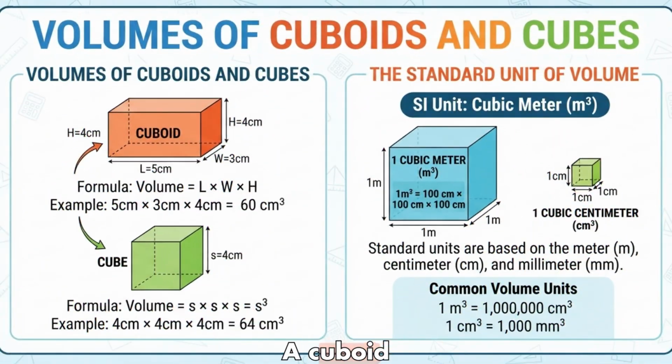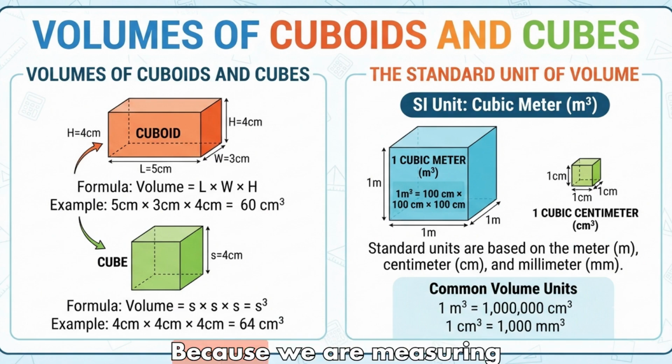Cuboids and cubes. A cuboid is like a box. To find out how much space is inside, you multiply three numbers together. Length, how long it is. Width, how wide it is. Height, how tall it is. A cube is a special kind of box where all sides are exactly the same length. Because every side is the same, you just multiply the side length by itself, and then by itself again.